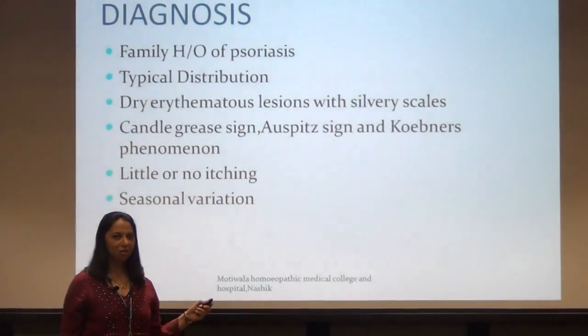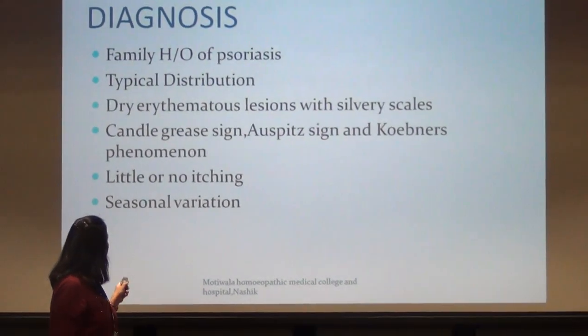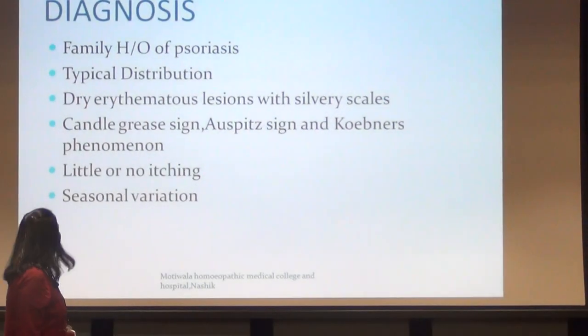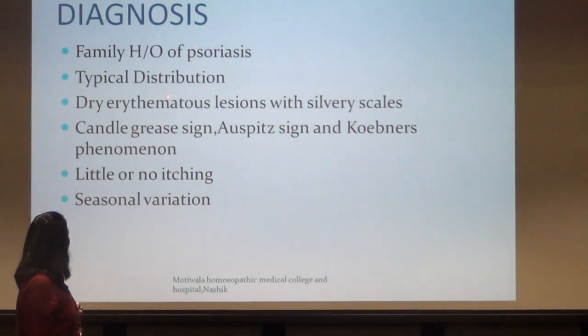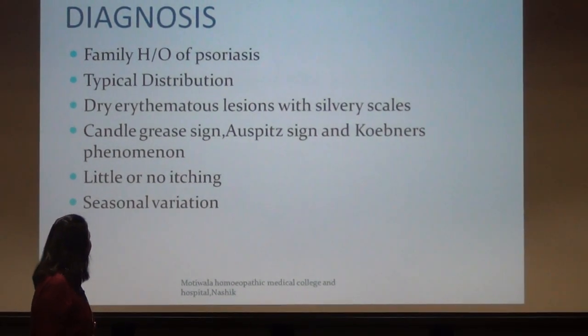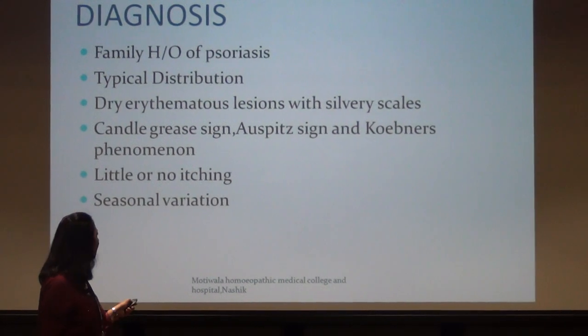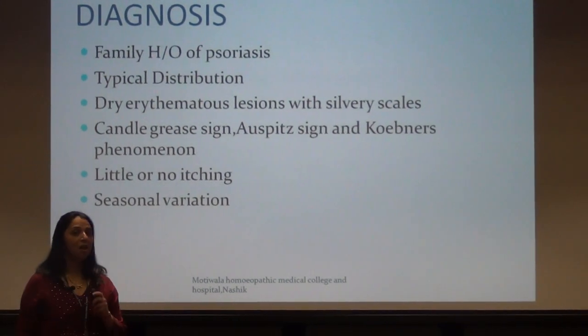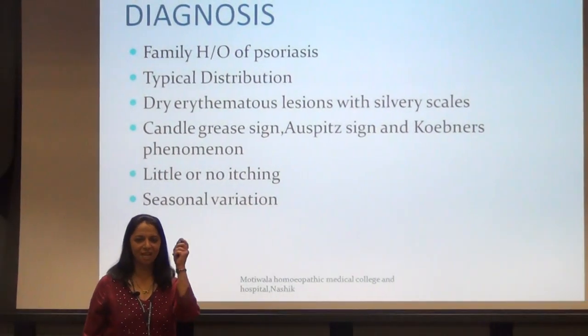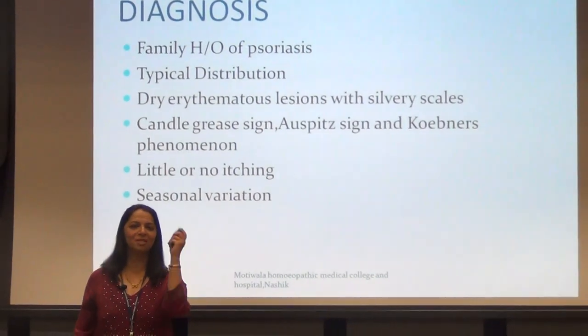So we come to diagnosis of psoriasis. Family history of psoriasis, typical distribution, erythematous lesion with silvery scale, candle grease sign, Auspitz sign, Koebner phenomenon, little or no itching and seasonal variation. This is how we are going to diagnose psoriasis.